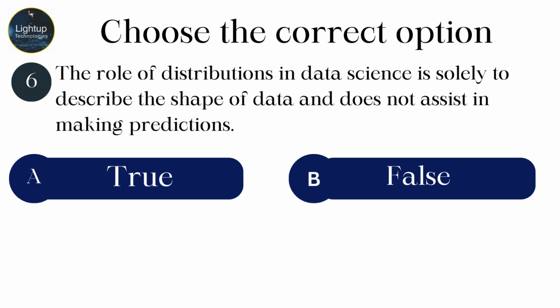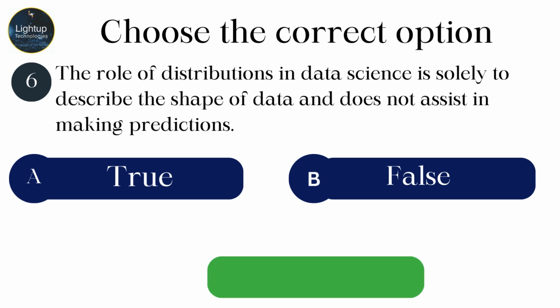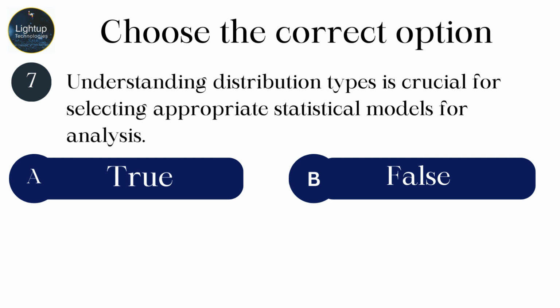The role of distributions in data science is solely to describe the shape of data and does not assist in making predictions. Understanding distribution types is crucial for selecting appropriate statistical models for analysis.